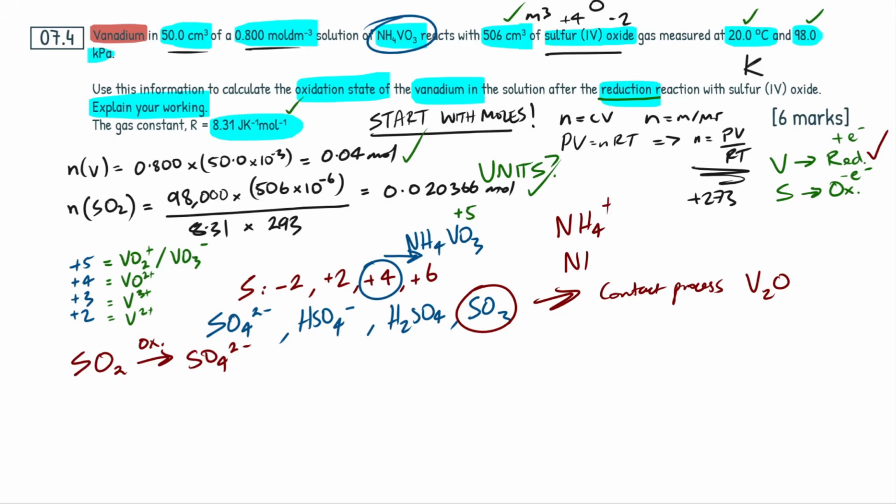In all my videos, whether you've watched them or not, I always say: 1, start with the moles; 2, mole ratios, right? What is the coefficient between the reactants and the products? And we know it's going from a +4 to a +6, so it has to lose 2 electrons.